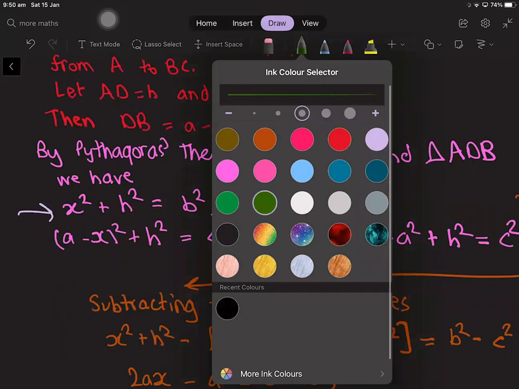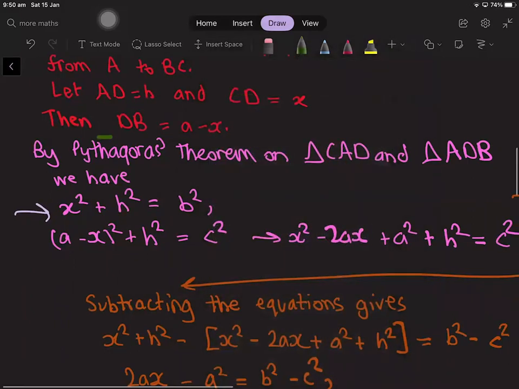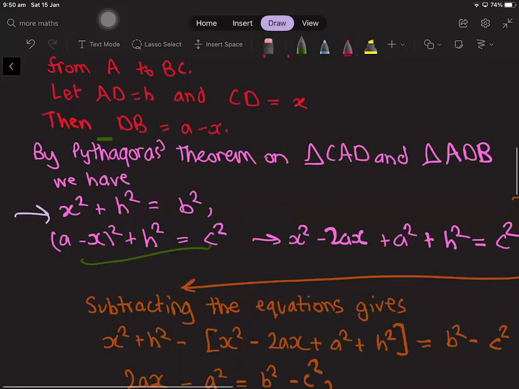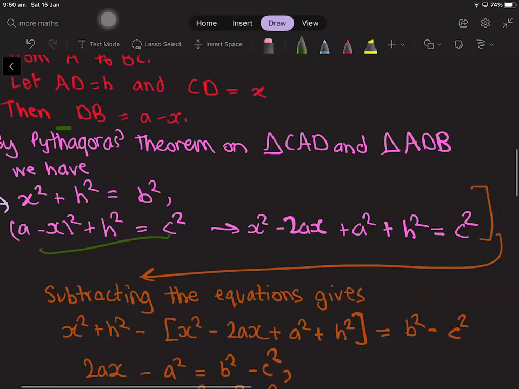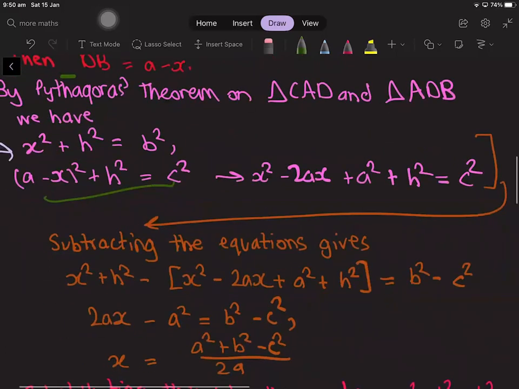And if we expand the second equation out, the (a minus x) squared, if we expand it, we get x squared minus 2ax plus a squared, and plus h squared is equal to c squared. Next step I'll do is subtract these two equations over here. So I'll do x squared plus h squared minus this thing over here. And this is supposed to give us b squared minus c squared.